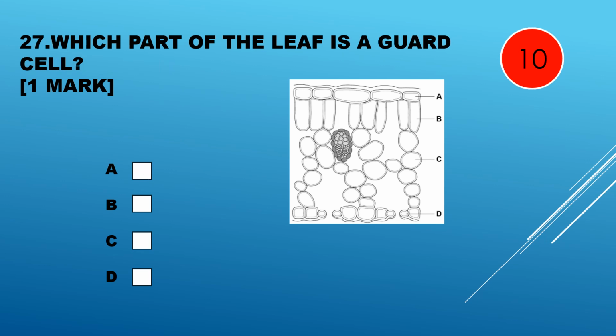Question 27. Which part of the leaf is a guard cell? A, B, C, or D? Guard cell is structure D.